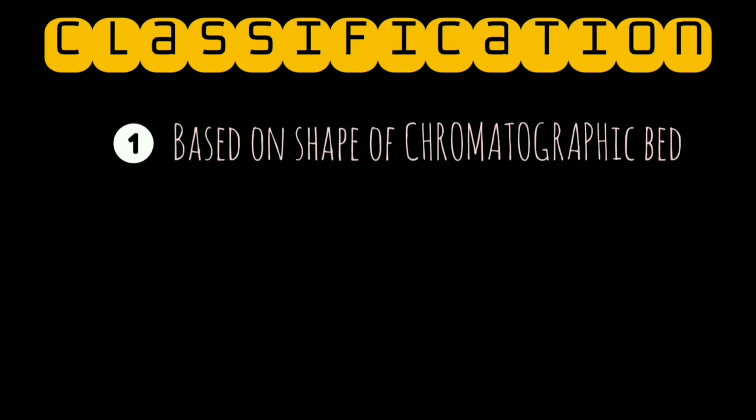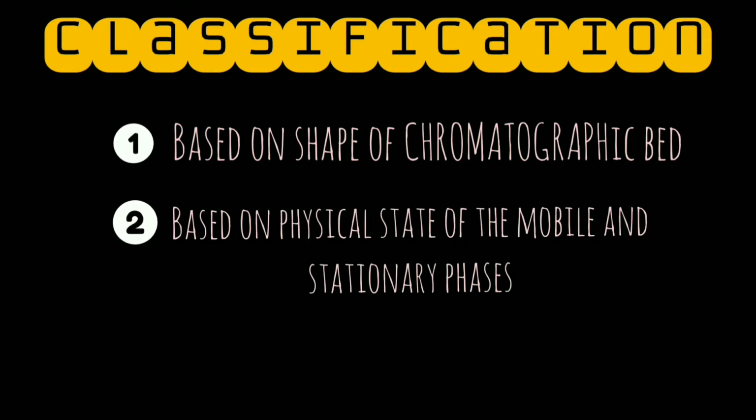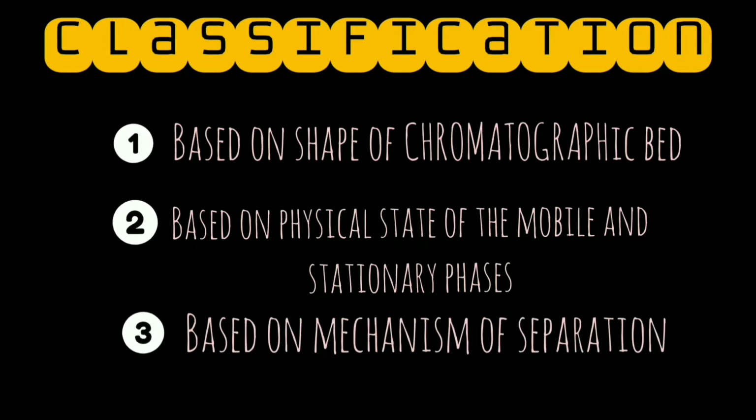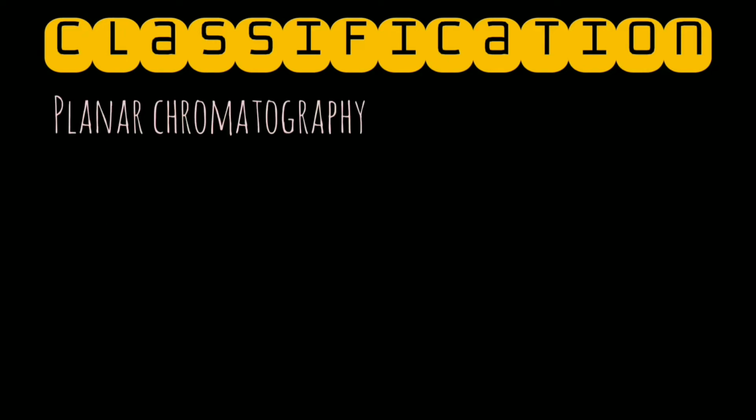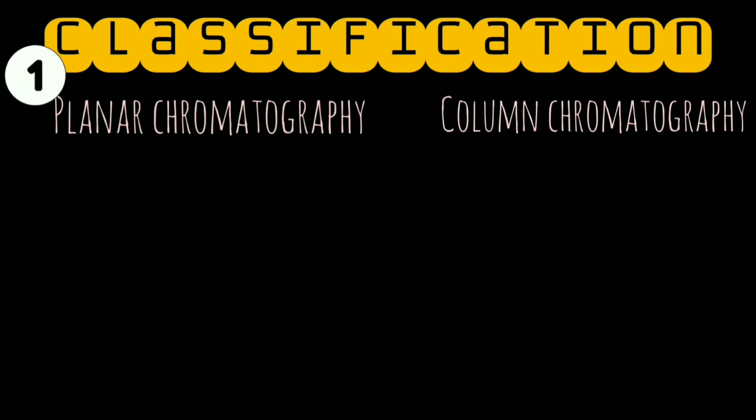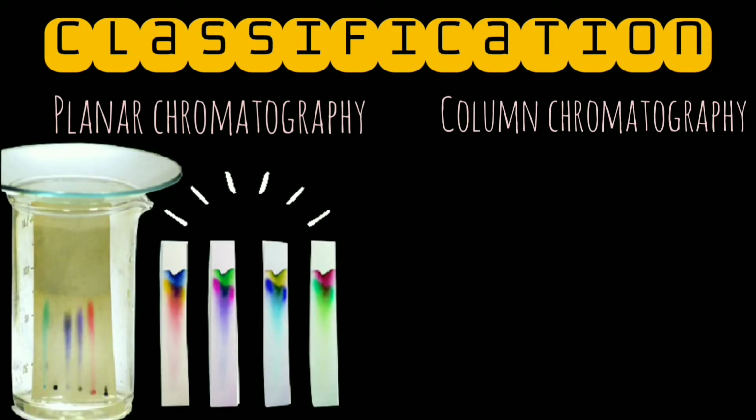Now it's time to know about three fundamental chromatographic methods: based on the shape of the chromatographic bed, based on the physical state of the mobile and stationary phases, and based on the mechanism of separation. Based on shape, there are two types of chromatography: planar chromatography and column chromatography. In planar chromatography, the stationary phase is present as or on a plane. The plane can be paper, in the case of paper chromatography, or a thin layer of a substance sprayed on a glass, metal or plastic plate, as in thin layer chromatography.